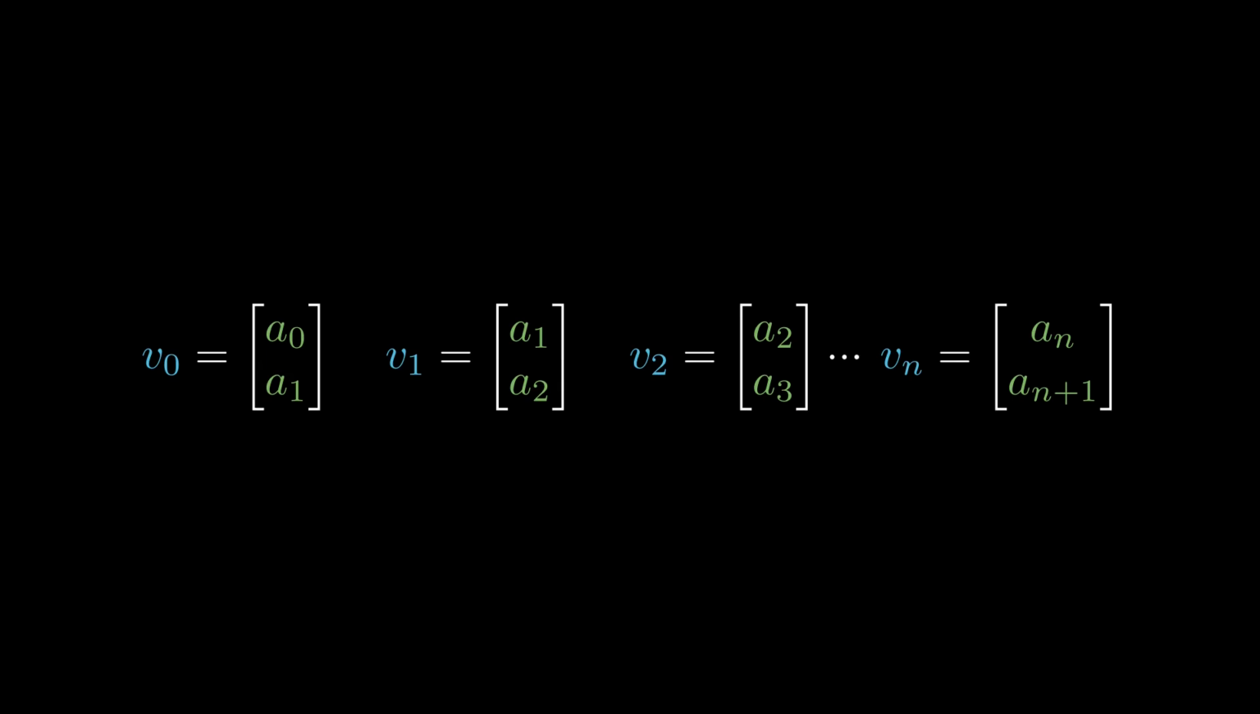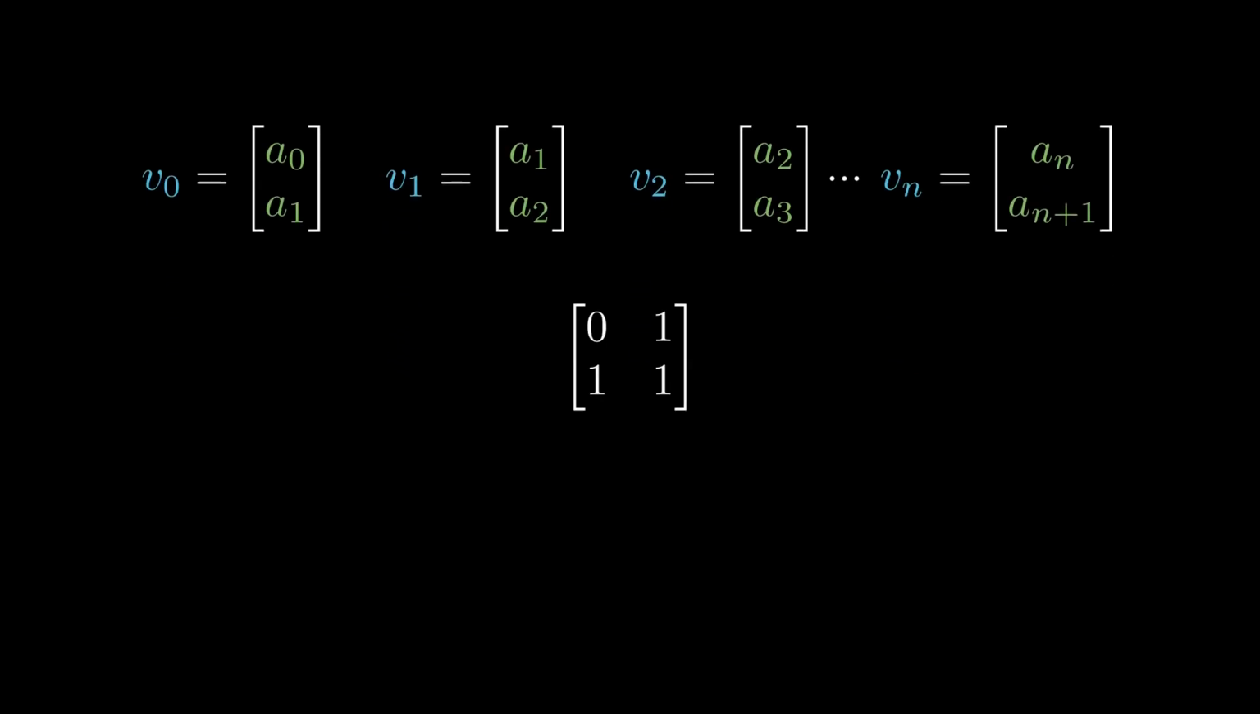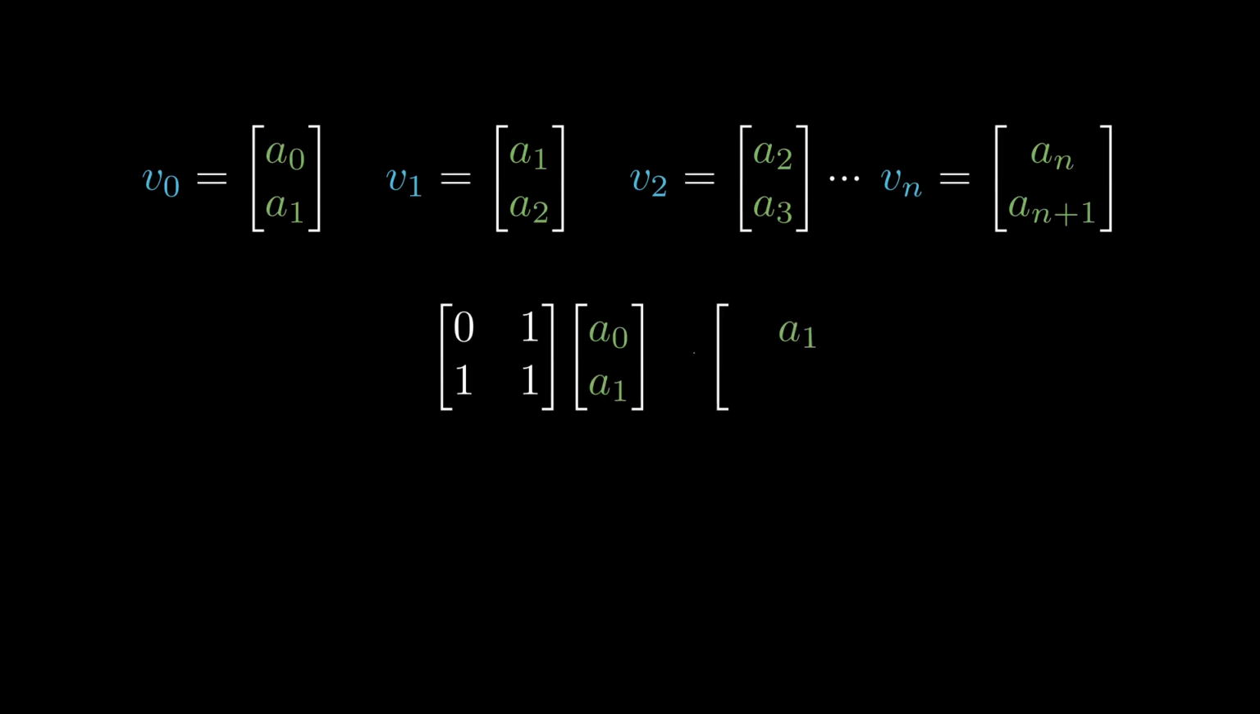Alright, the matrix we're looking for has a 0 and a 1 on the diagonal and 1s on the off diagonal. When multiplying our vectors with it, the bottom entry becomes the top entry, and the new bottom entry is the sum of both entries, which by definition is our next sequence member.